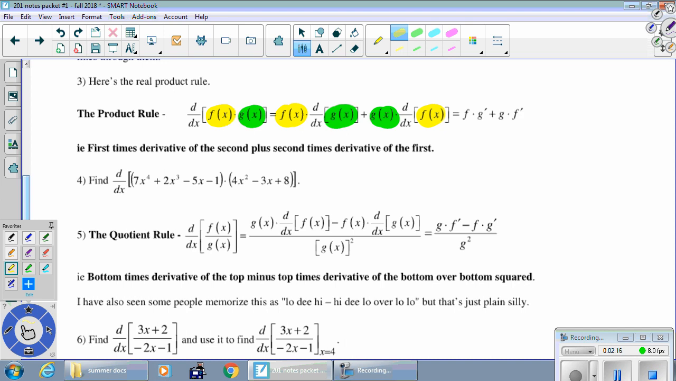So it's fine to learn that in symbols. I also want you to understand it in plain English. So here it is: first times derivative of the second plus second times derivative of the first. That's what it says right here, thinking of f as the first and g as the second. First times derivative of the second plus second times derivative of the first.